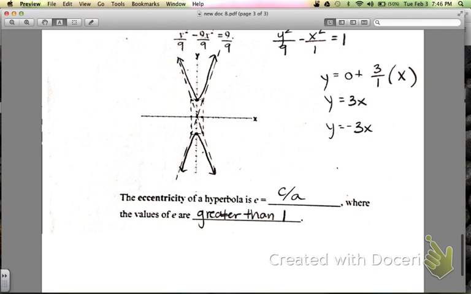So, let's get started on some examples. Go ahead and open up your book. The first example we're going to look at is example 3 on page 641. So, let's look at that one.